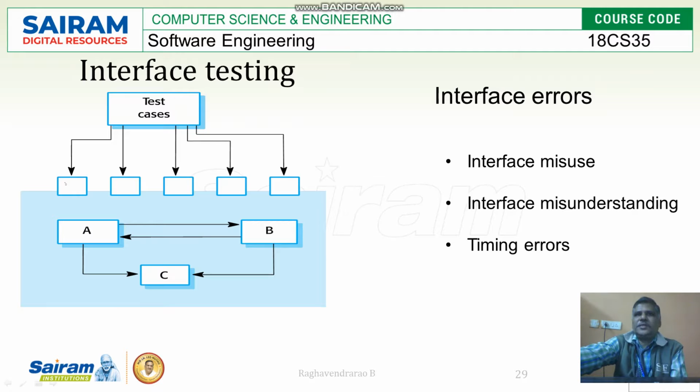So you will see here there are test cases for interface testing. A, B and C. Now you see that the A and B interface has been tested, and A and C is also tested, B and C is also tested. All the test cases have been executed in this.